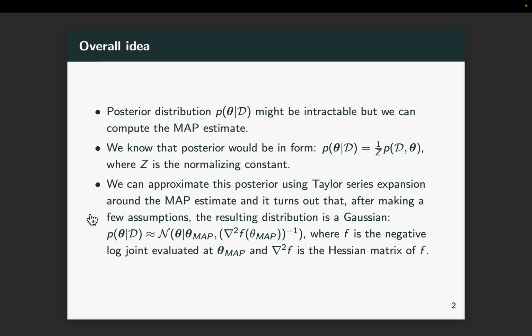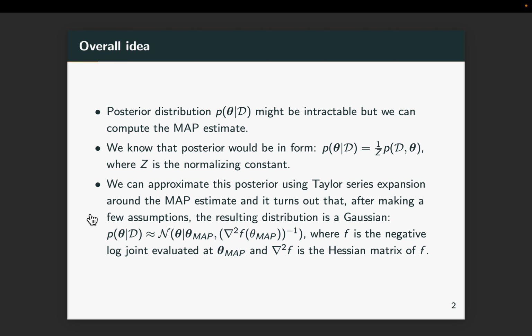The numerator is easily computable, right? The numerator is the joint, which is p of d given theta times p of theta, which is what we've been optimizing thus far to get the MAP estimate. But the denominator is intractable, and we can say that even if we don't know the denominator, let's assume it to be some Z, right? So we can say that the posterior would be generally of this form, p of theta given d equal to 1 over Z, times p of d comma theta, which is the joint, right?